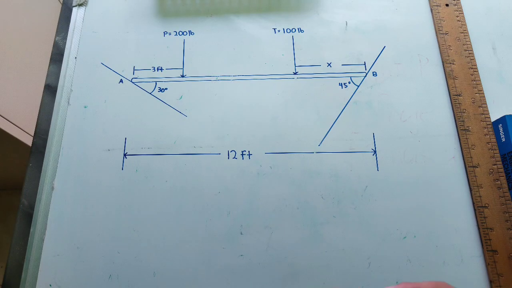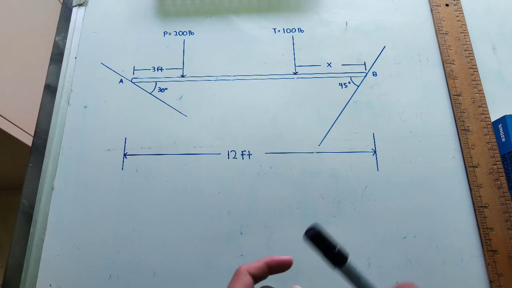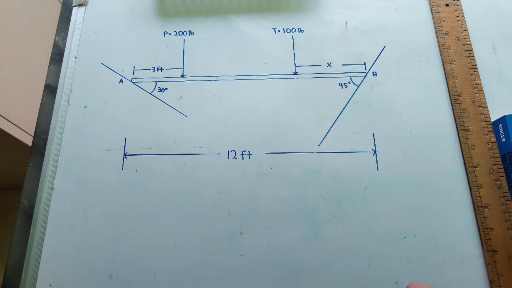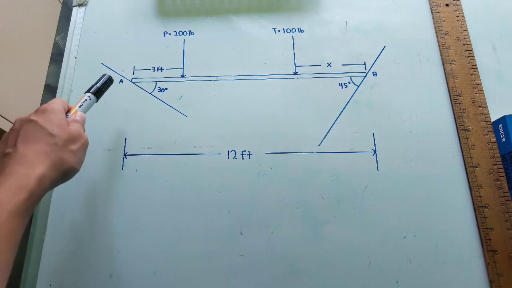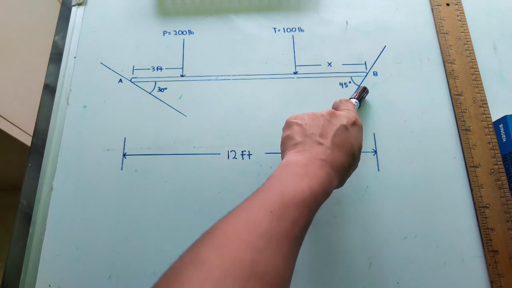Now, first of all, we need to know what is missing, and obviously it is x. So, the first thing, especially in this subject, is to find the reactions. Now, where are the reactions located? Here at A and here at B.